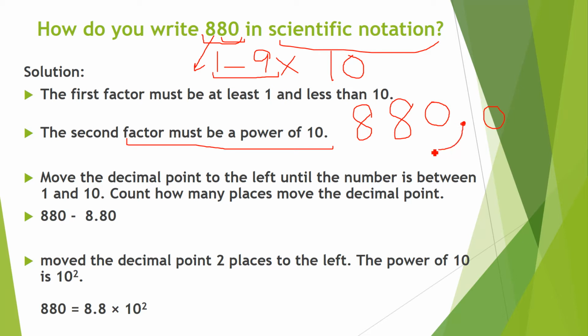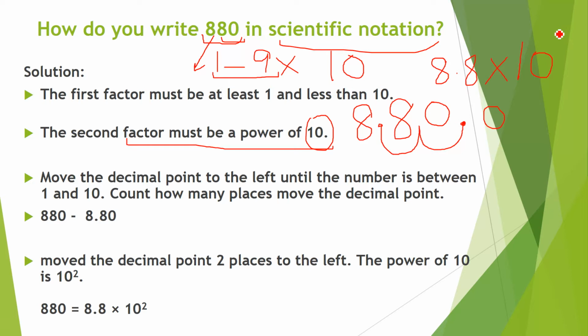So if we move this decimal here, one place, it is 88. So I said it should be between 1 to 9. So move one more place here. Now it is 8.8, which is between 1 to 9. So we can write 8.8 or 8.80 if you want, right? Then multiply by, second is, the second factor must be a power of 10 or exponent of 10. So you can write 10. Now what do you have to write here?